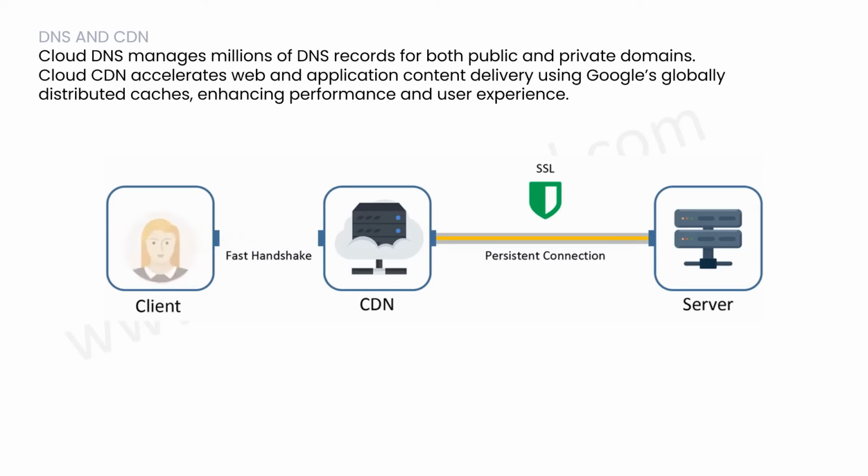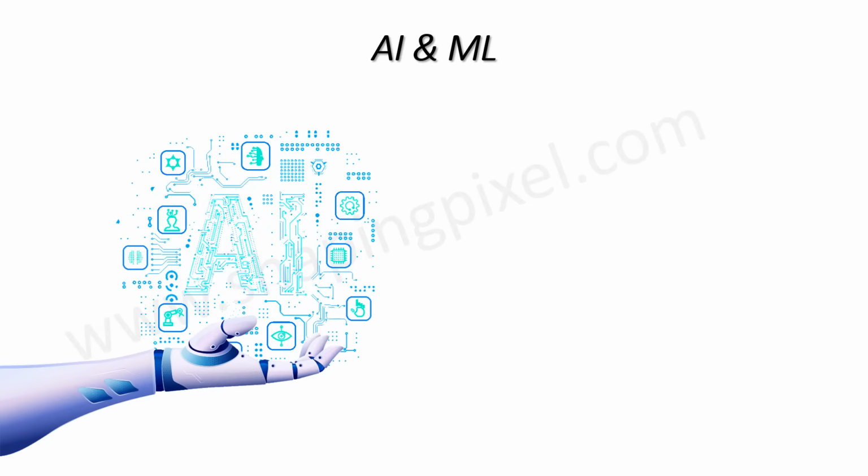Load balancers distribute network traffic among resources to prevent any single part from being overwhelmed. Cloud Armor works with load balancers to defend against application and denial of service attacks, ensuring your infrastructure remains secure. Cloud DNS manages millions of DNS records for both public and private domains. Cloud CDN accelerates web and application content delivery using Google's globally distributed caches, enhancing performance and user experience. These are the key networking services on Google Cloud Platform designed to keep your resources connected, secure, and efficient.